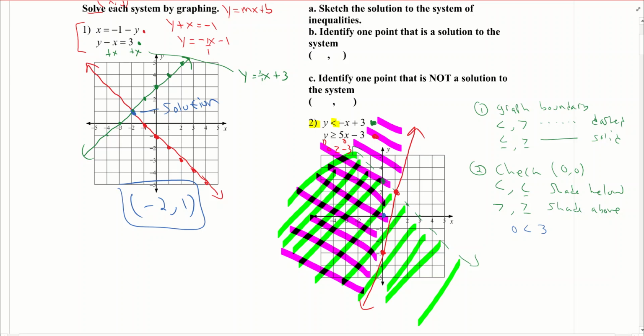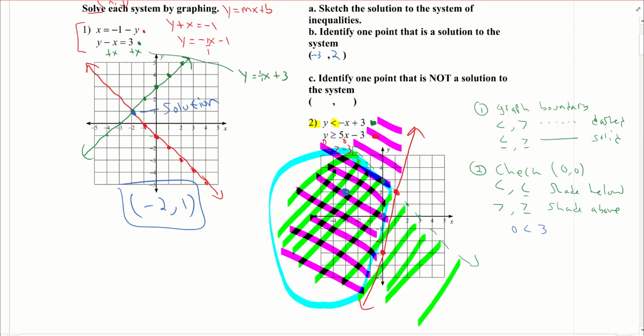And our solution region is this region here that is shaded both colors, right? So our solution region is this piece over here. And so the question up here asks us to identify one point that is a solution to the system. So I just need to pick any point that's in that region that's shaded both pink and green. Again, there's an infinite amount of answers here. Just pick any point over here. Let's just pick maybe that point right there, -3, 2.